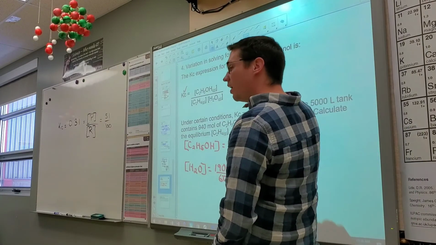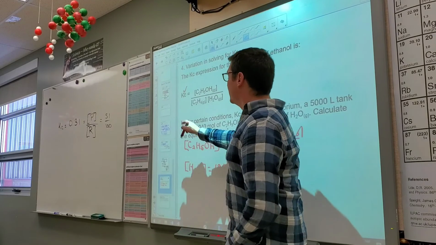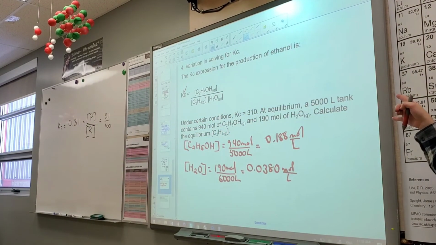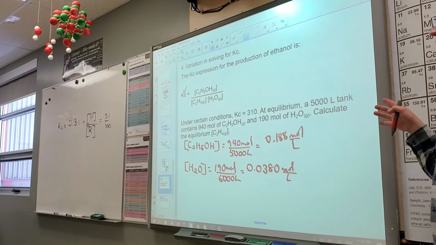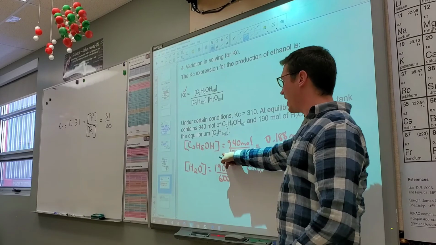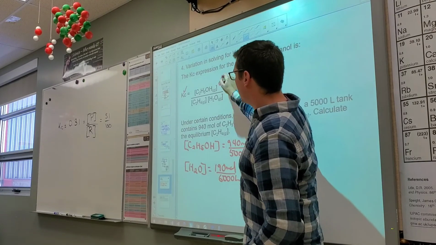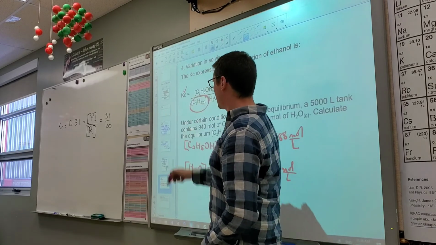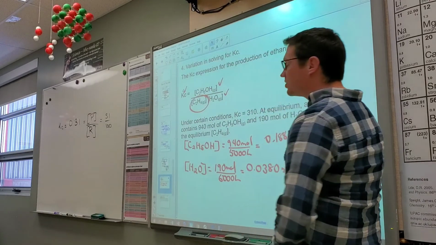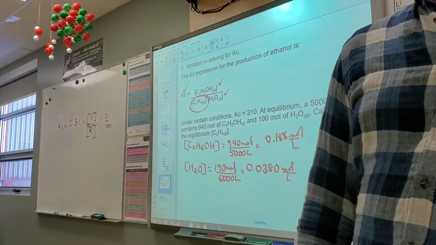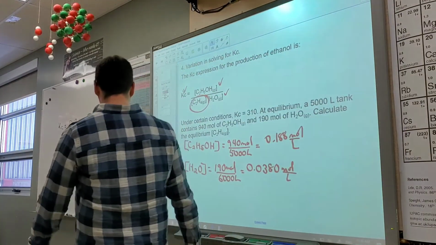Now let's go back up here. Do you want to use an ice table here? No, you don't want to use an ice table. We have Kc. Do we have the concentration of ethanol now? Yes. We have the concentration of water now, and we just want the concentration of C2H4. So we could do that. Just take a couple minutes and try it out. Try and make sure you get the same number I get.